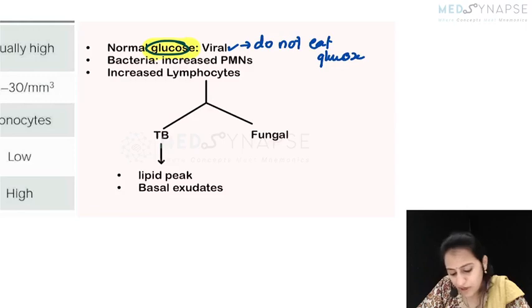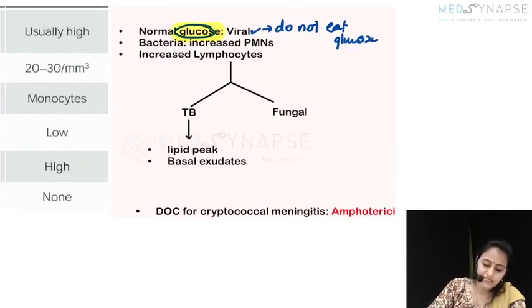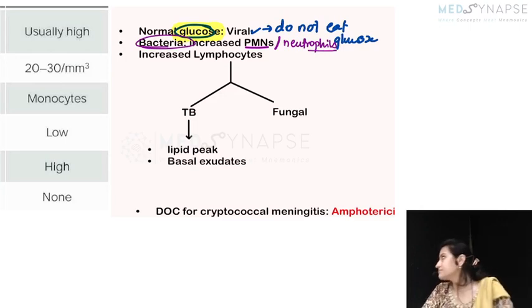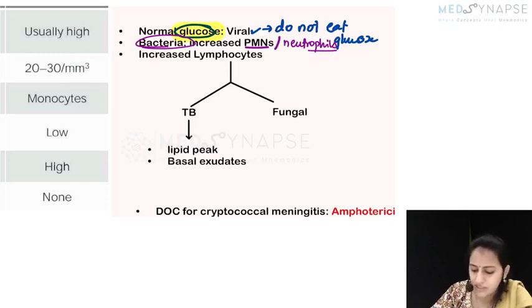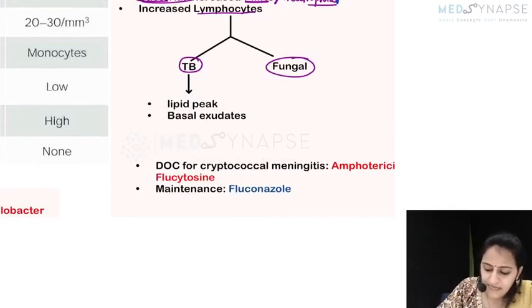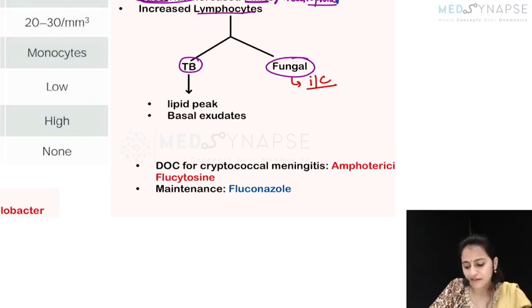If the glucose is not normal, the glucose is decreased, then I'll look at the cells. What cells are increased? If it is increased PMN, that's basically the neutrophils increased. When are the neutrophils increased? Bacteria. Right? Bacteria, acute inflammation, acute infection, it is neutrophils increased. If the lymphocytes are increased, then it can be TB or it can be fungal. Fungal meningitis, basically the history would be of an immunocompromised patient. Fungal infections are seen in immunocompromised, right? So HIV positive or immunocompromised patient.